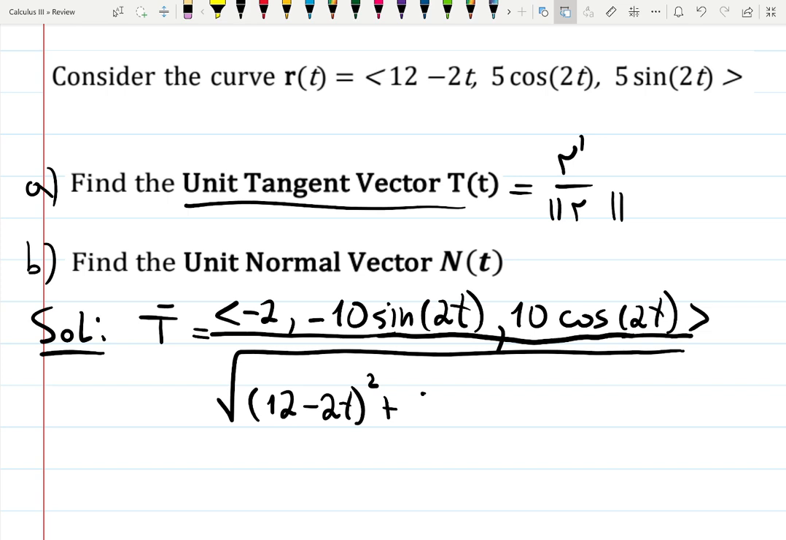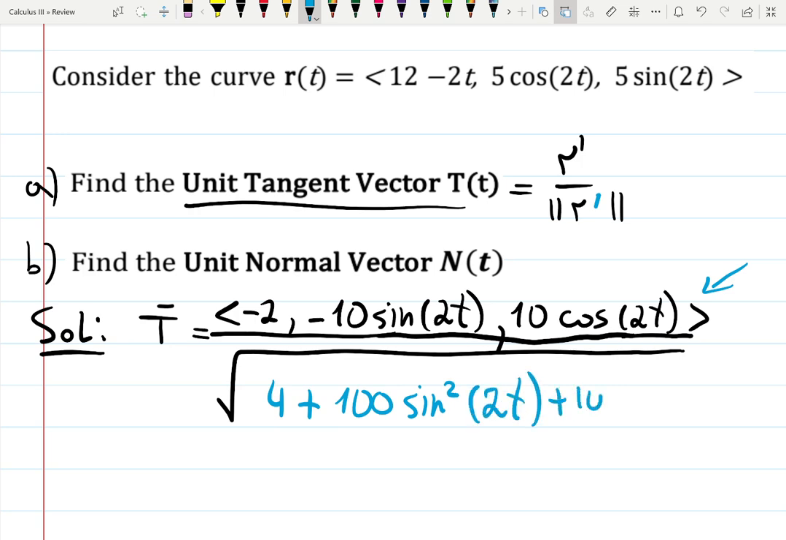Wait, I made a typo here. First of all, I already can see I'm messing this up. This is supposed to be just r prime, and then in the denominator, we need to find the size of this vector I just found. So it's actually easier. Minus 2 squared is going to be 4. So remember, we're squaring each. Always ignore negative signs, since we're squaring anyway. 100 sine squared of 2t plus 100 cosine squared of 2t.